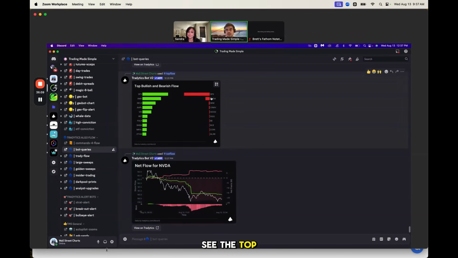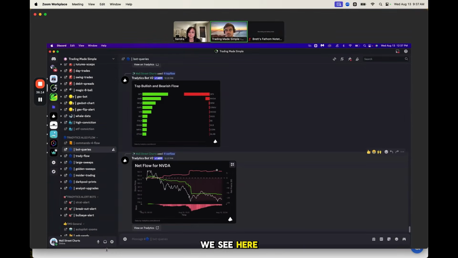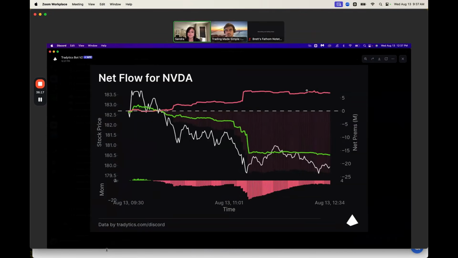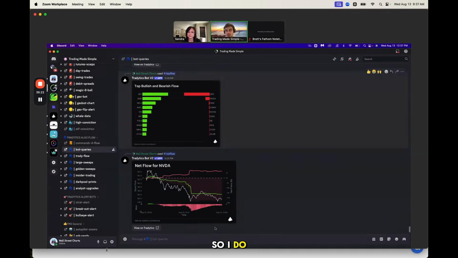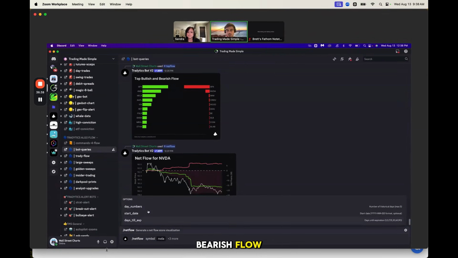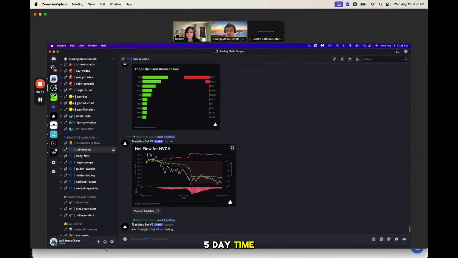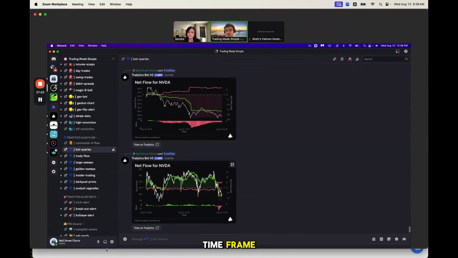We can see the top flow here showing this bearish flow for NVIDIA. It's exactly what we see here. You can see the bearish flow, bullish flow decreasing, momentum also bearish. I do know today's volume is strongly bearish, but what I would like to know is if that is just today or if NVIDIA in the past trading sessions has in reality been accumulating bearish flows. Now to know the trend, I request the 5-day time frame. Oh, we see on the 5-day time frame.